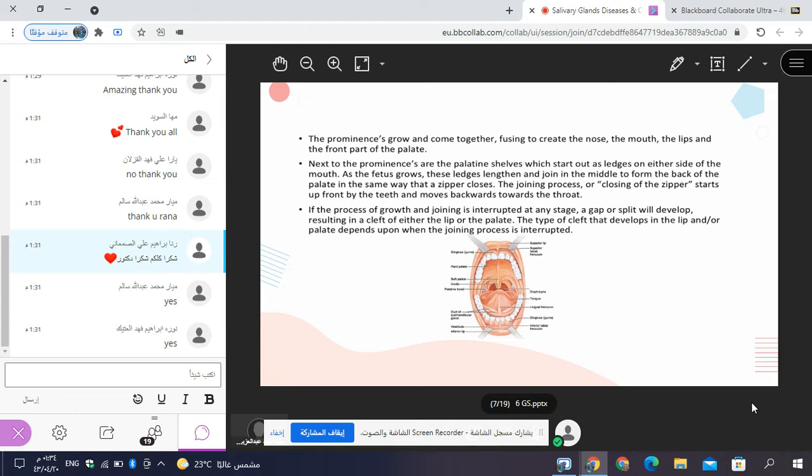The palatine shelf starts out as a fold on either side of the mouth. As the fetus grows, these folds join in the middle to form the back of the palate, starting up front by the teeth and moving backward. If this growth is interrupted at any stage of the embryology, a gap will develop, resulting in a cleft of either the lip or the palate, depending on the process.